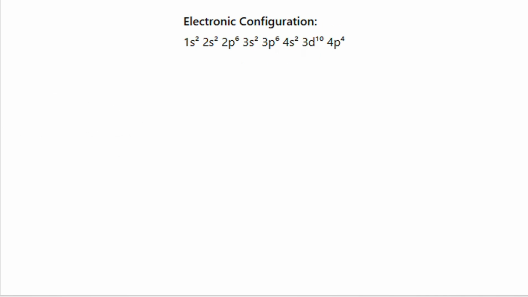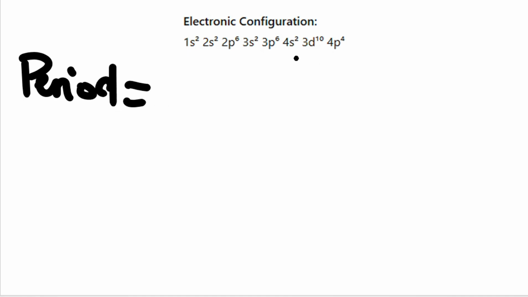So this one too, let's try to find the period as usual. What do you think the period will be? For the period, you have to locate the largest principal quantum number here. 1, 2, 3, 4. I can see 4. I can see 3. But 4 is the largest number. So it's still going to be period 4.